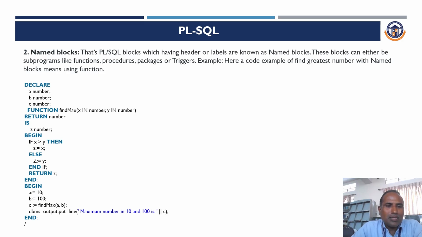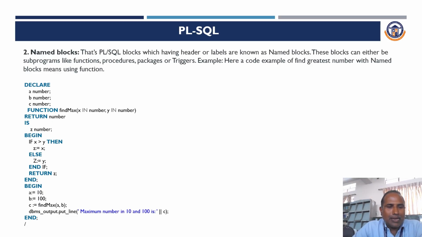In an anonymous block, we didn't specify any name like function main or max. This is not there in the anonymous block, whereas in named blocks, we are defining the name. Function find_max, x in number, y in number parameters, return number. This is the syntax: function name, then return type. For returning the number, we are defining the variable z here. Then begin, actual logic: if x greater than y, then z is equal to x, else z is equal to y. The actual logic is present here.